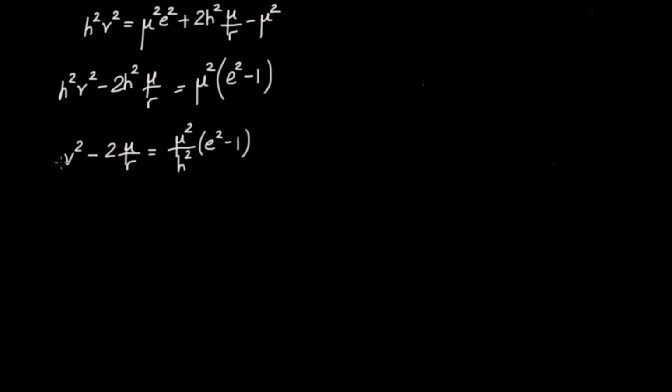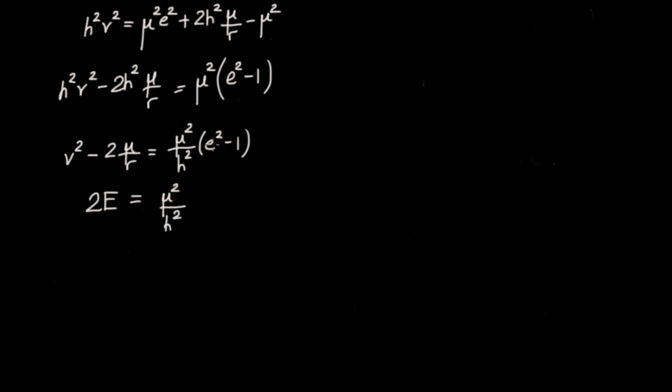Remember, the kinetic energy per unit mass was 1/2 v squared, and the potential energy per unit mass was minus mu over r, but we have that extra 2 there, and we have that 1 there instead of 1/2. So this is actually 2 times the total energy per unit mass, which in the previous videos I've been calling big E. So we have that 2 times the total energy is equal to mu squared over h squared.